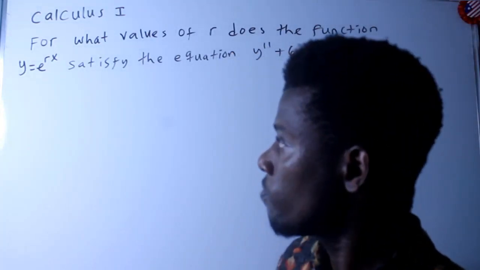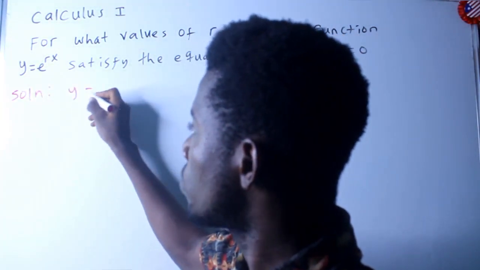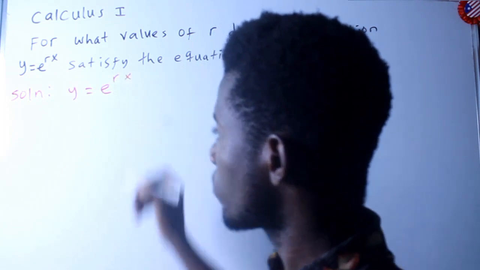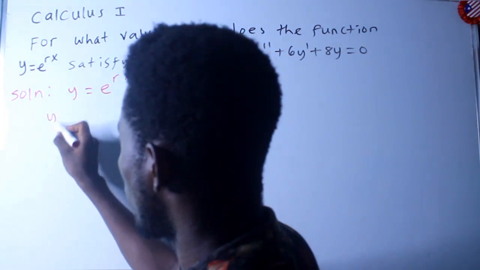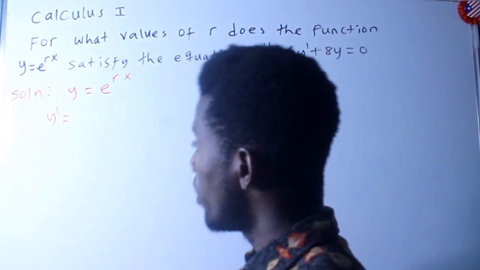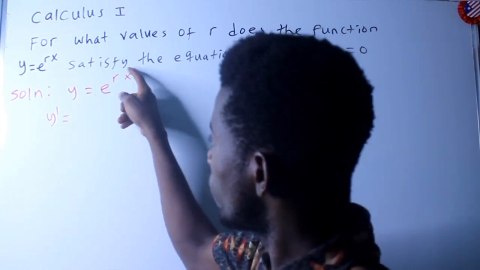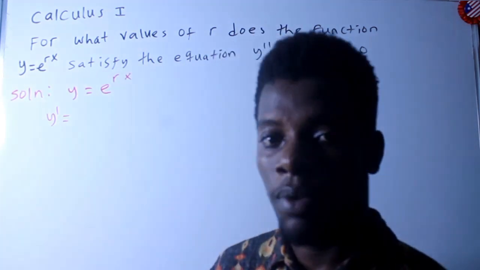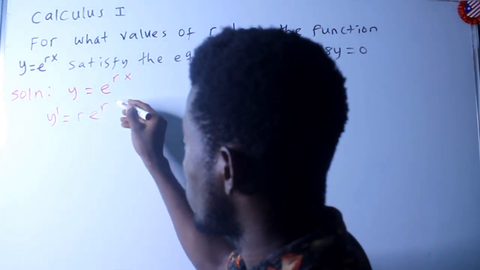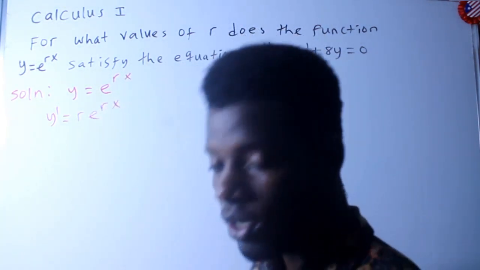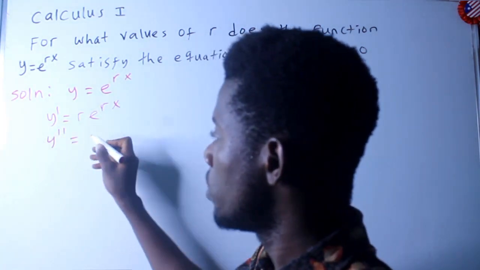So let's do that. For the solution, we have y equals e raised to the power of rx. Let's find y prime. So the first derivative is y prime equals, if we differentiate e raised to the power of rx, the rule says we should differentiate rx with respect to x. The derivative of rx is just r. Multiply that by e raised to the power of rx. That's the first derivative.